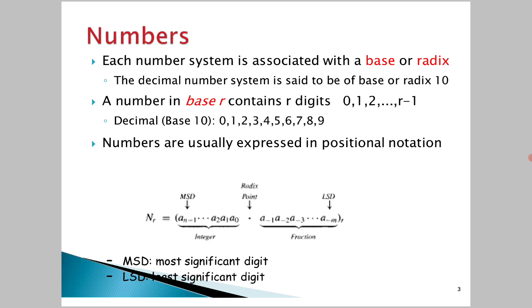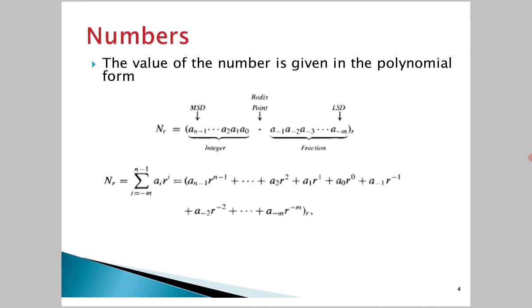Any numbers are generally expressed in this way by using number positions. For example, how did our number 123 come about? 1 into 10 square plus 2 into 10 power 1 plus, like that. The value of the number is given in the polynomial form. This is how numbers are formed, by using this formula.